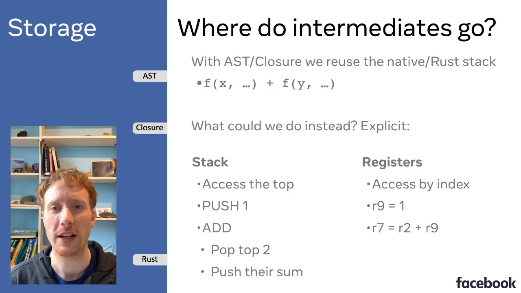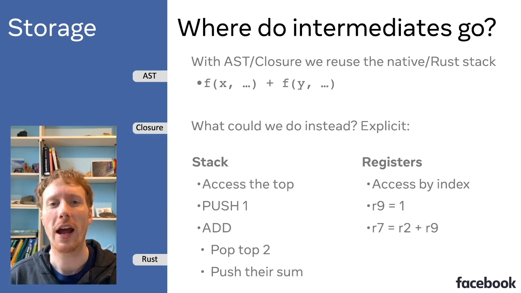If we want to move further and get even faster, which we of course would, we need to think about where the intermediate values go. With the AST and the closure, we're reusing the native Rust C stack in the operating system. So when we call f of x plus f of y, f of x will be put in a register, there'll be a function call to f, there'll be a return from f, and that's how it will evaluate things. Essentially, all the intermediates are stored by the native language. If we want to do better, we need to start taking care of those intermediates ourselves.